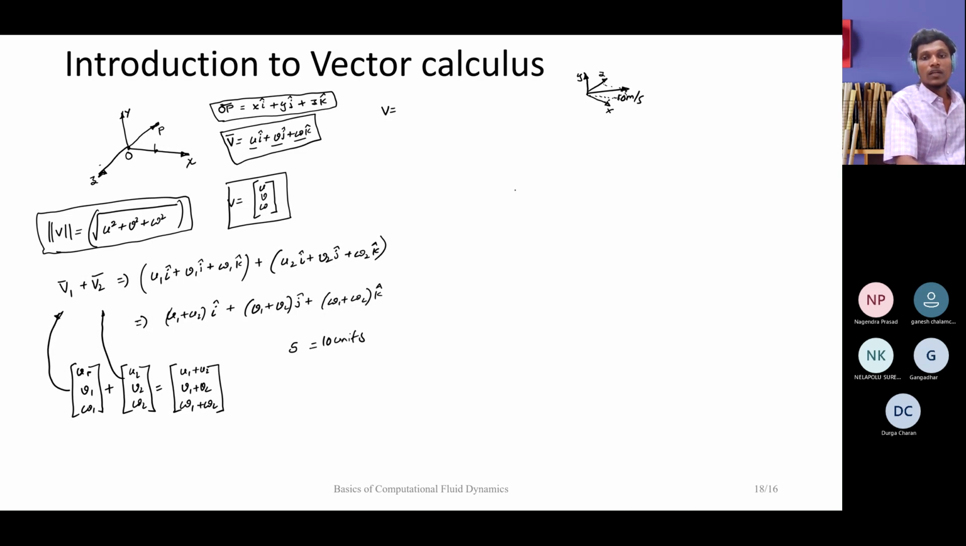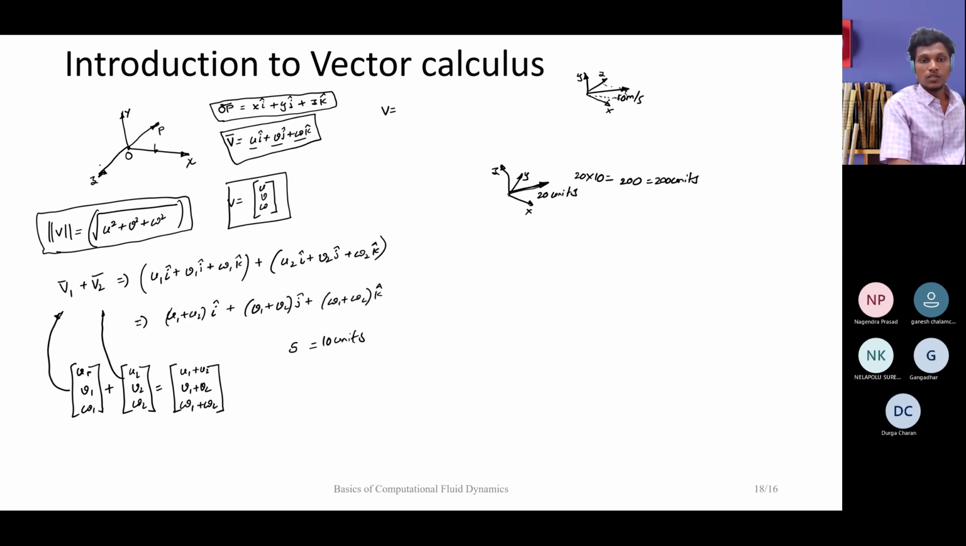And suppose a scalar value, s, is equal to 10 units. If you are multiplying a vector that has a magnitude of 20 units, along x direction, y direction, and z direction, but your vector's actual direction is radially moving in this direction, that means it has some u component, v component, w component. I want to increase its magnitude by 10 times, that is 20 times 10, that is 200 units.